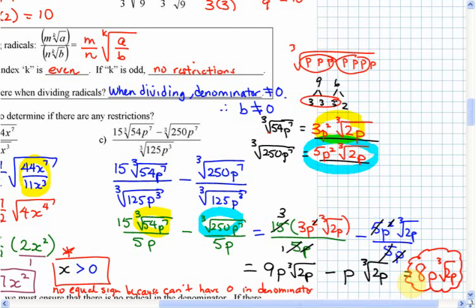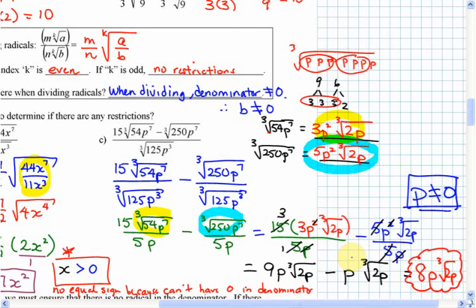However, because there is a variable in the denominator, I can't have it equal to 0. Therefore in this case, p is what? Restriction. Not greater than 0, because it could be less than. It's just because it's a denominator, p cannot equal 0. That's the only one here.